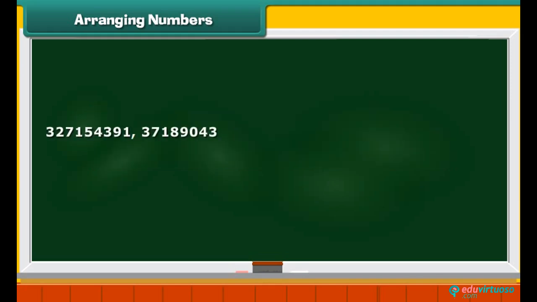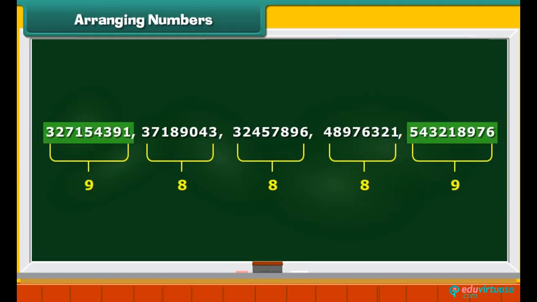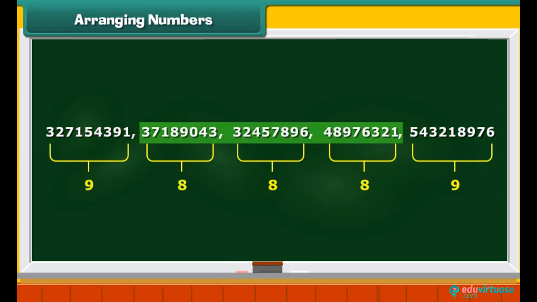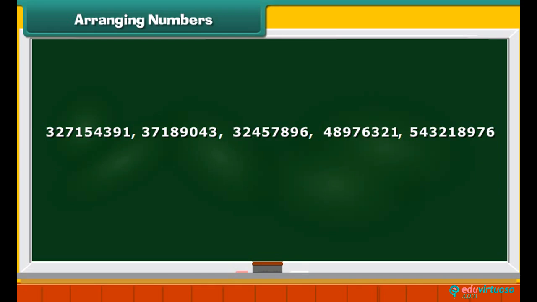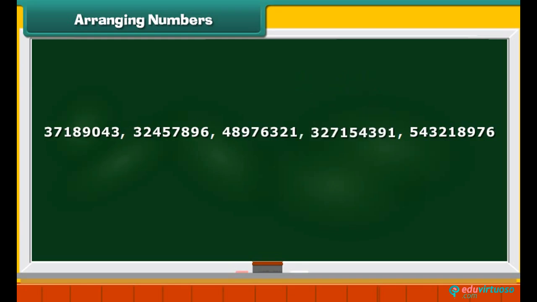Consider these numbers. Count the digits in each number. The first and the last have 9 digits. The rest have 8 digits. Since we are arranging the numbers in ascending order, 8 digit numbers will come first, followed by 9 digit numbers. Now consider the 8 digit numbers.